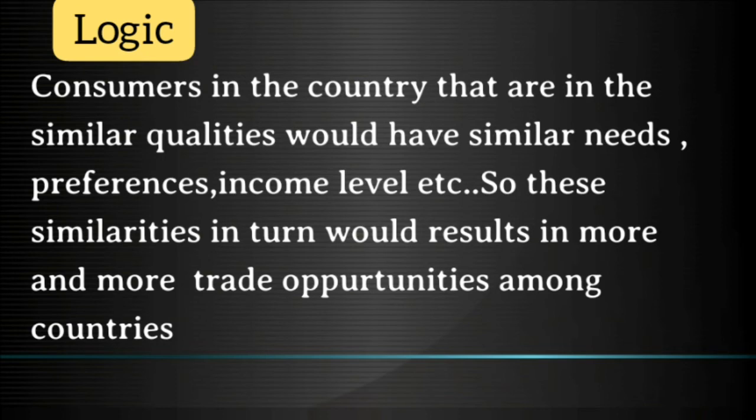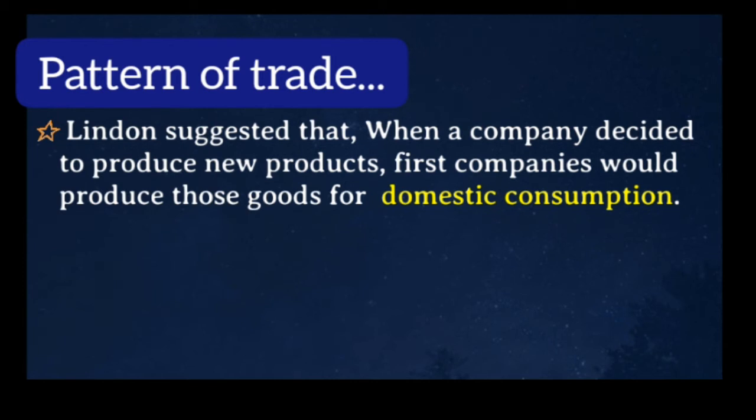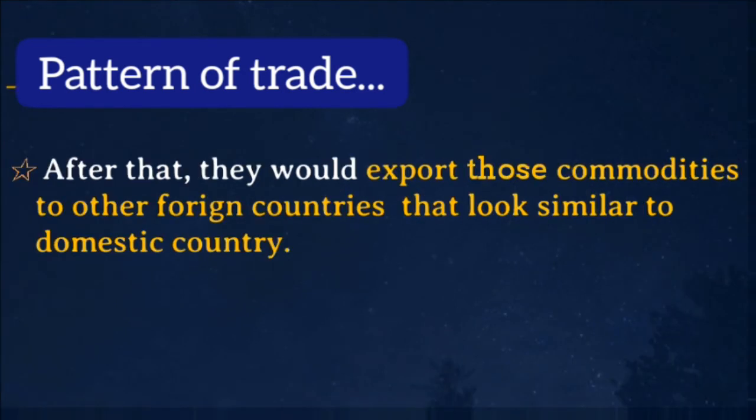Next, we have to understand how Linder explained the pattern of trade in this theory. He said that when a company decides to produce new products, the company would first produce those goods for domestic consumption, according to the needs and wants of domestic customers. Once those products are successful in the domestic market, the companies would decide to export them to foreign countries that look similar to the domestic country.